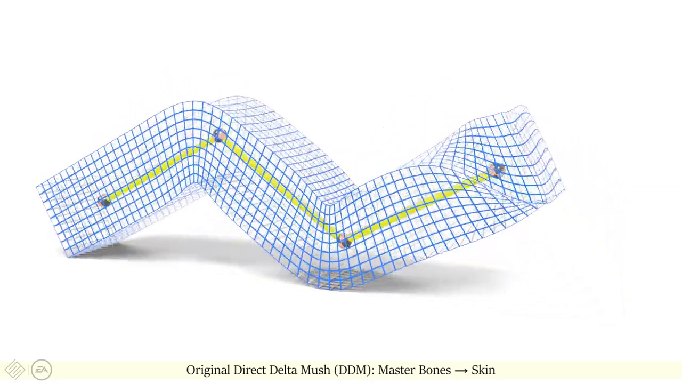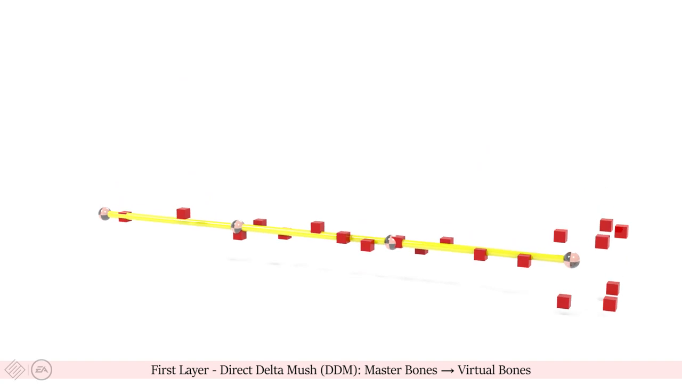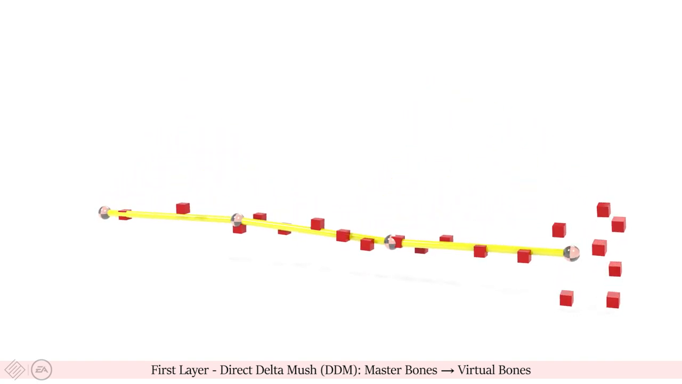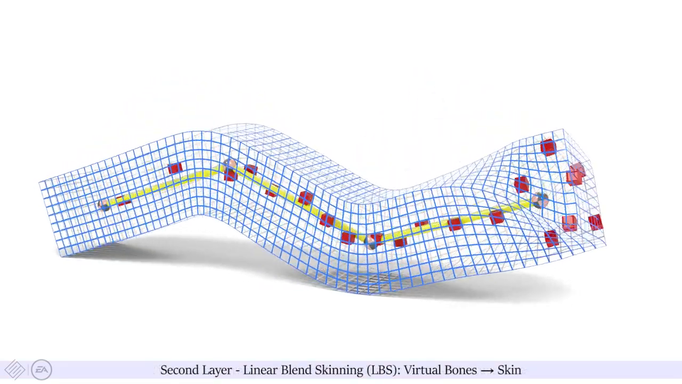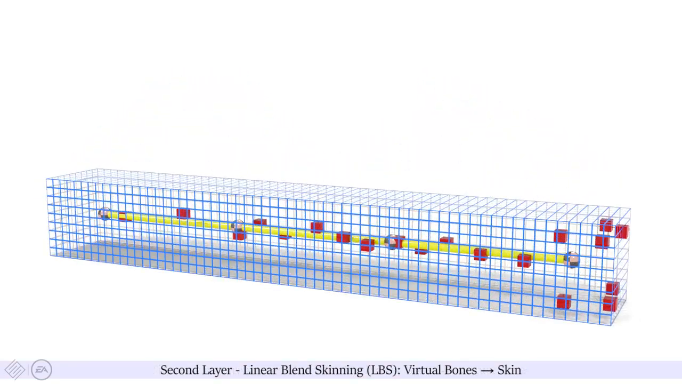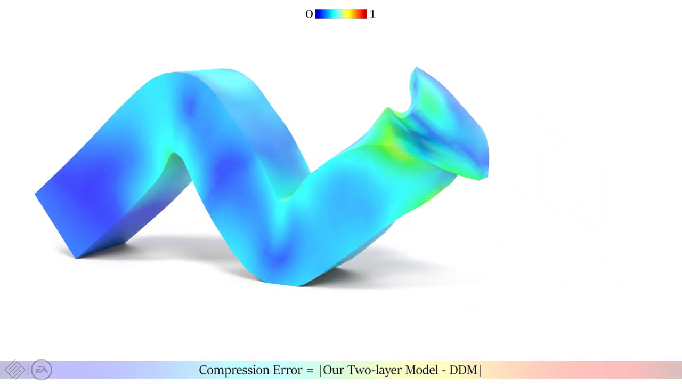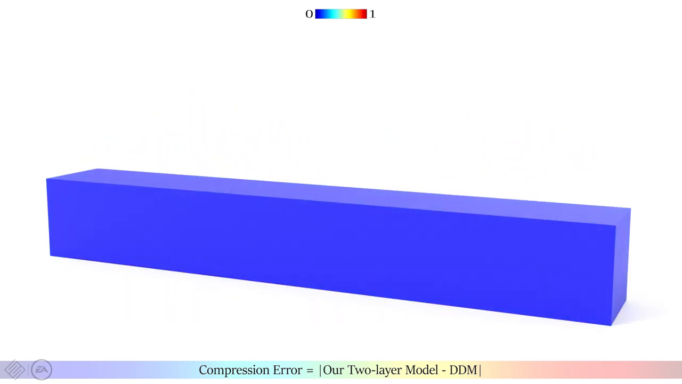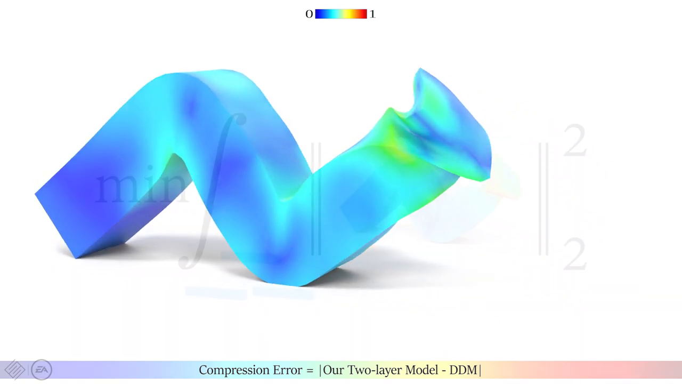layers. The first layer is a smaller direct Delta Mush model that computes a set of virtual bone transformations. And the second layer is a linear blend skinning model that computes per-vertex transformations from the output of the first layer. The two-layer model can approximate the deformation of the original Delta Mush model with significantly lower costs.